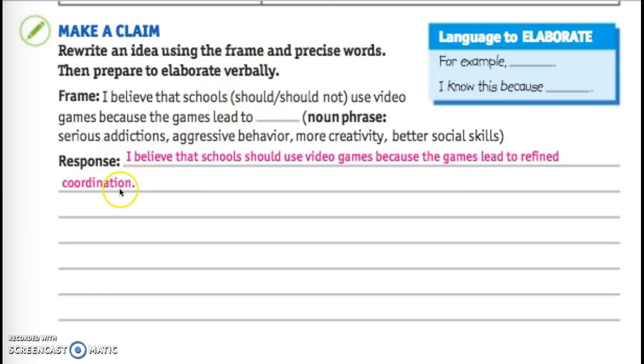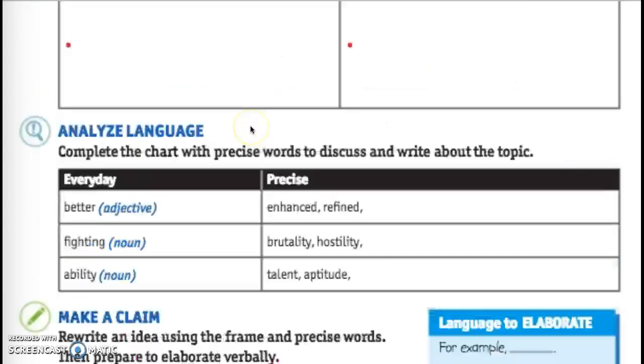I don't want you to write this one. I want you to write your own. So, write a response that includes a convincing reason and precise words. You will write this down, you will pick should or should not, and then you would finish this frame or this blank here with a convincing reason to support what you're talking about. And make sure you use more precise words, just like up here.